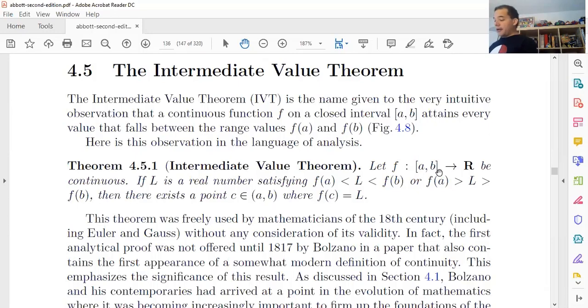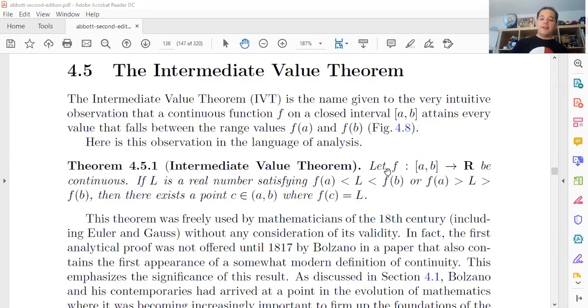you have to go through any of the intermediate values, right? I'll show you a picture in just a moment. So let's read the statement. It says, if you have a function from a closed interval to the real numbers and it's continuous, and well, either one of two things can happen: f of a less than f of b, or f of a bigger than f of b. So let's go with the first one.